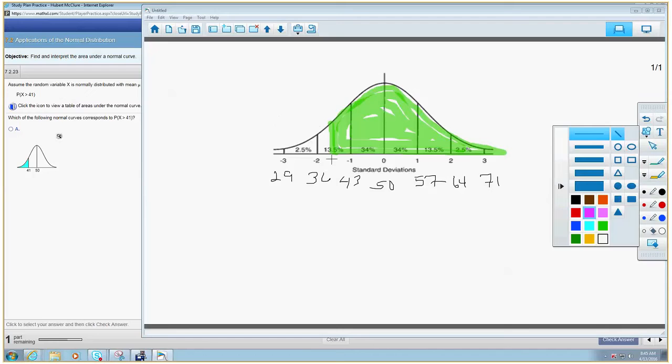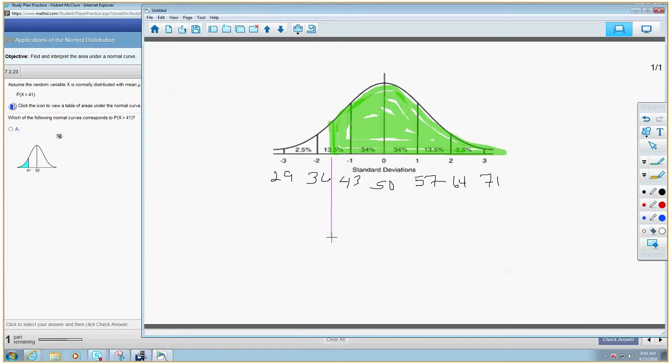What is that called? Z-score formula. X minus X bar over standard deviation. Good job, Miss Ewell, even though you couldn't remember the name of the formula. All right. X minus X bar over standard deviation.